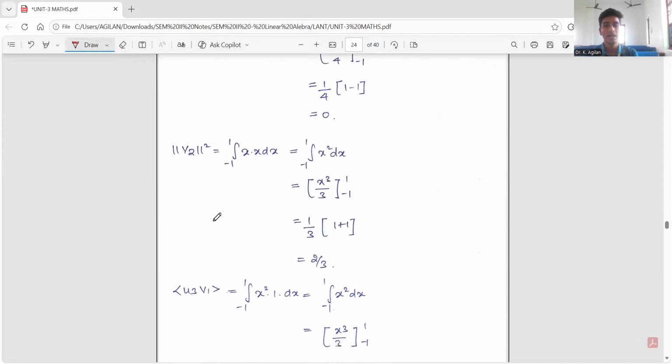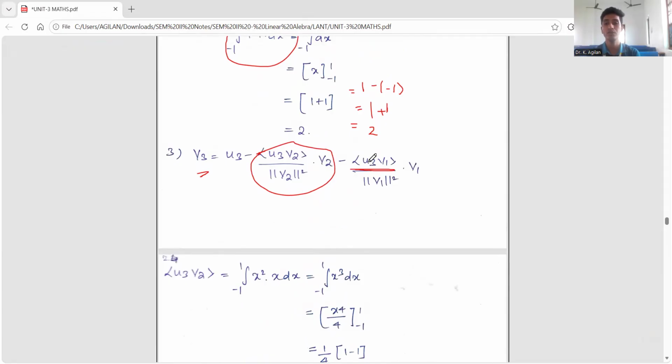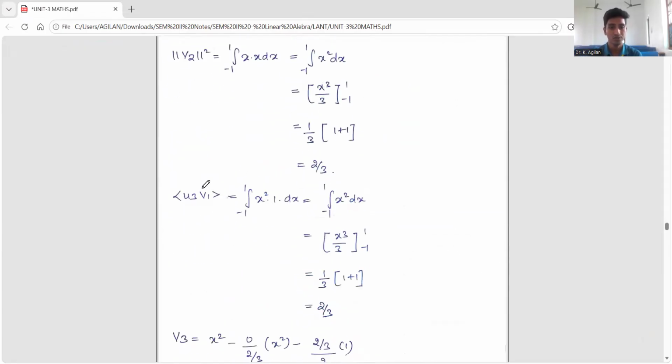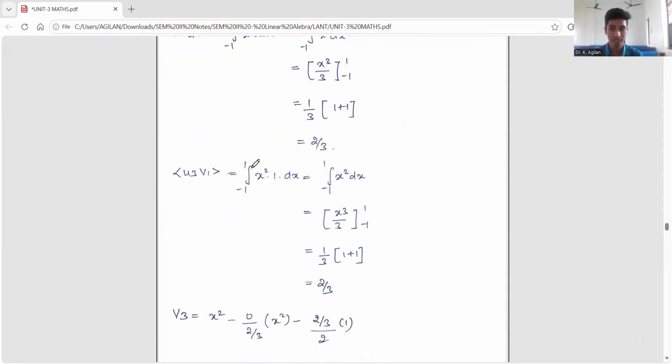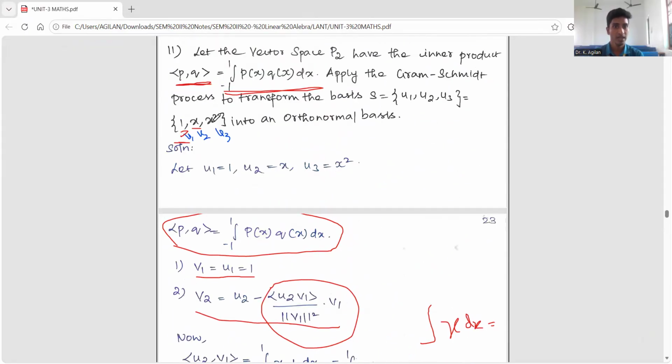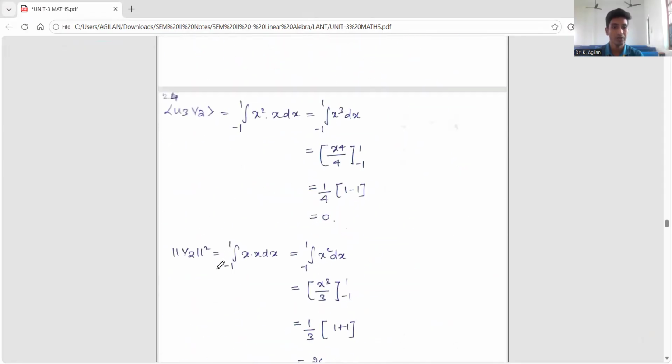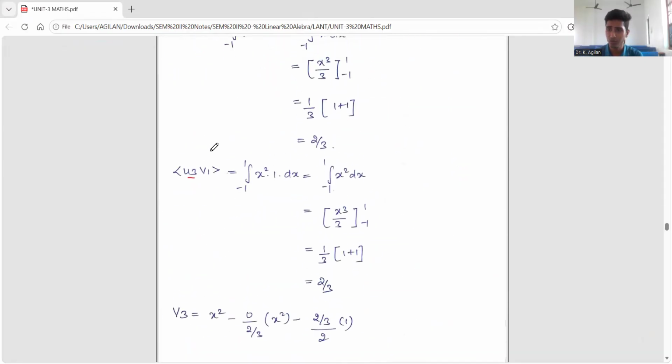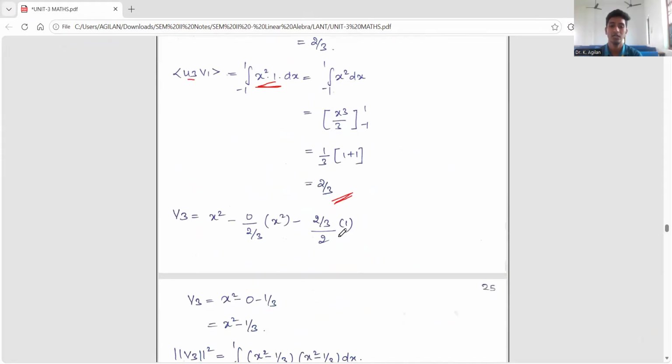Okay. So, and also we need to find inner product of U3 comma V1, right? U3 comma V1 is nothing but, what is U3? U3 is nothing but x square, right? And also, what is V1? V1 is nothing but U1. U1 is nothing but 1. So multiplication of 1 into x square is nothing but x square. So integration of x square dx is nothing but x power 3 divided by 3. Substitute the upper limit and lower limit here. We can get 2 by 3 value.